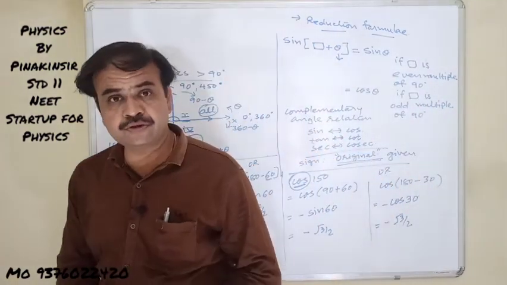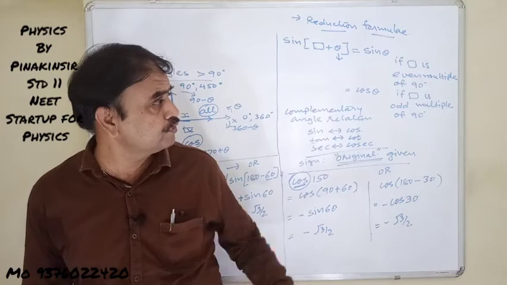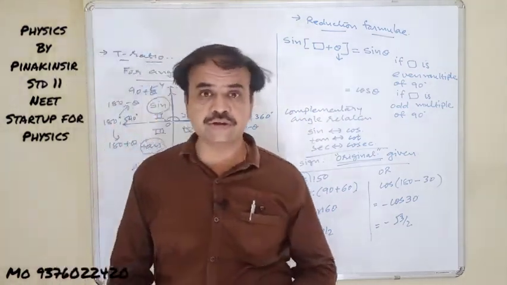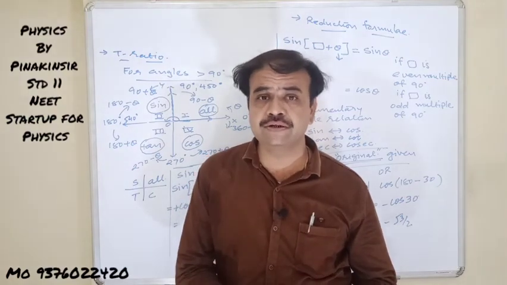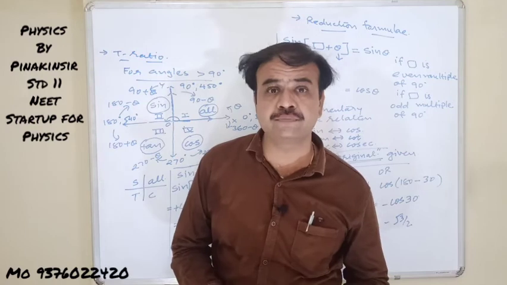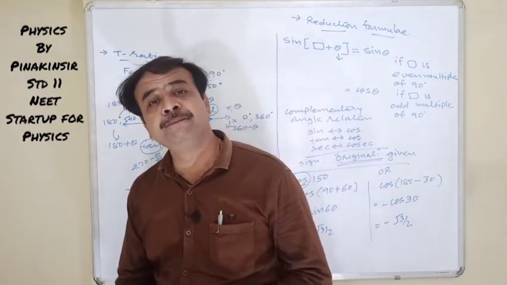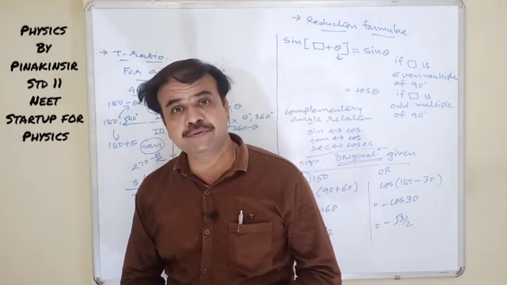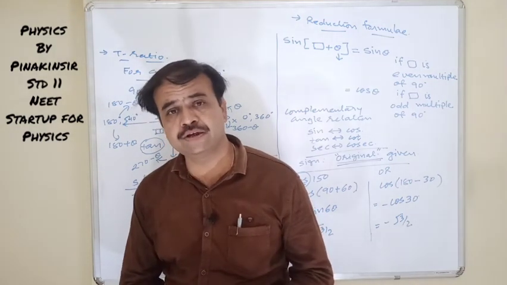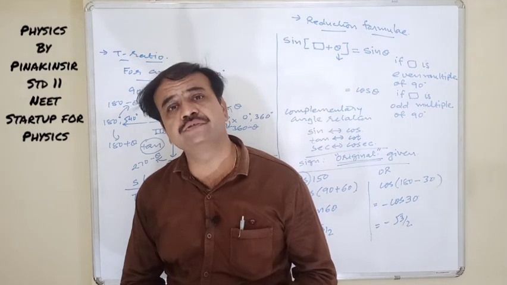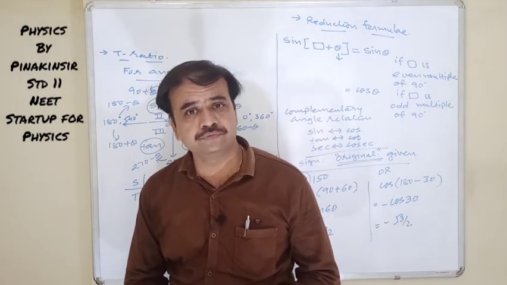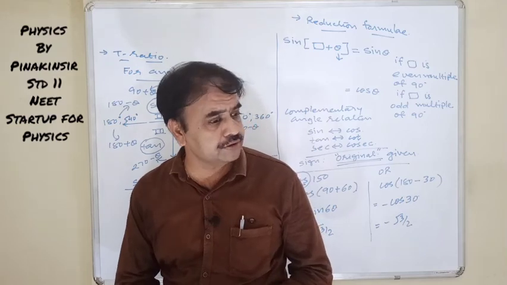I think this much discussion is enough for finding values of trigonometric ratios which are greater than 90. It's okay. You can refer to the material as well, which is provided in the description box, and some examples for exercises are provided there. You can go through it. Right now I am leaving. This is enough for trigonometric ratios.